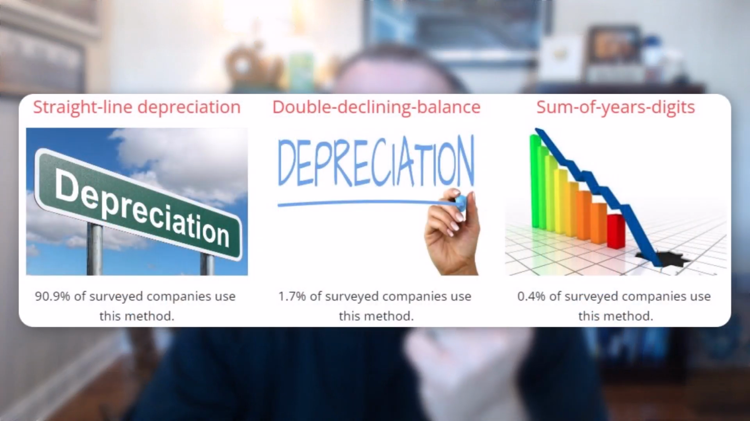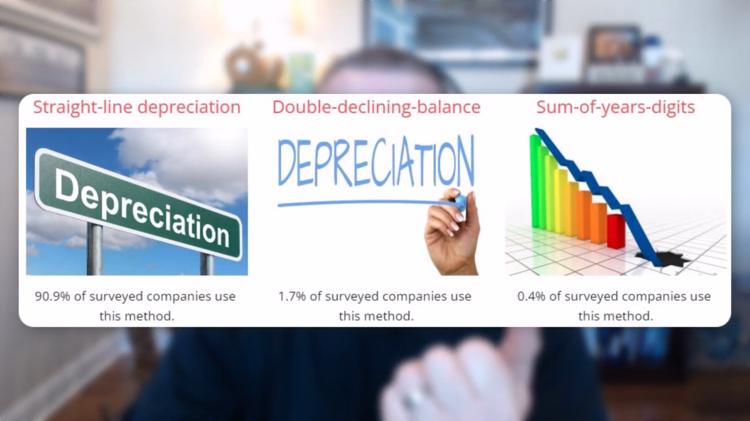We're trying to record more depreciation expense in the beginning of an asset's useful life rather than later in the asset's useful life. And the idea here is that most of the value that an asset has is lost in the beginning of its useful life, and then it declines more slowly later on. So we have an accelerated method that is called double declining balance.